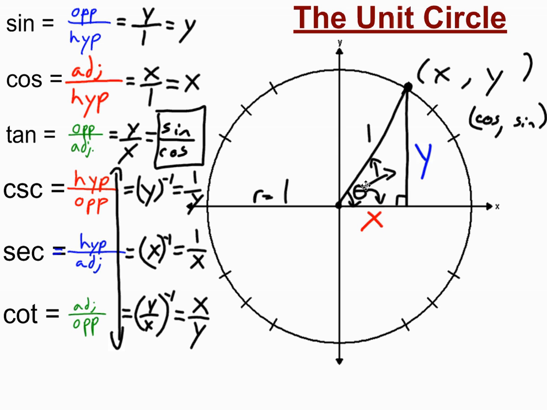So that's the basis there of the unit circle, where once we have certain pieces of this, we can conclude the rest of our trig ratios, and that's really the benefit of using this unit circle.